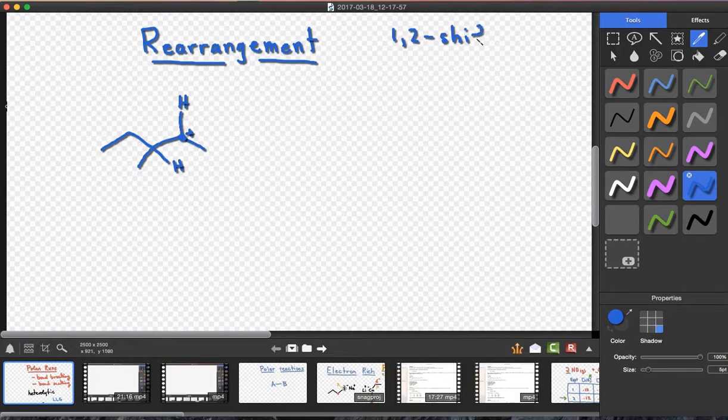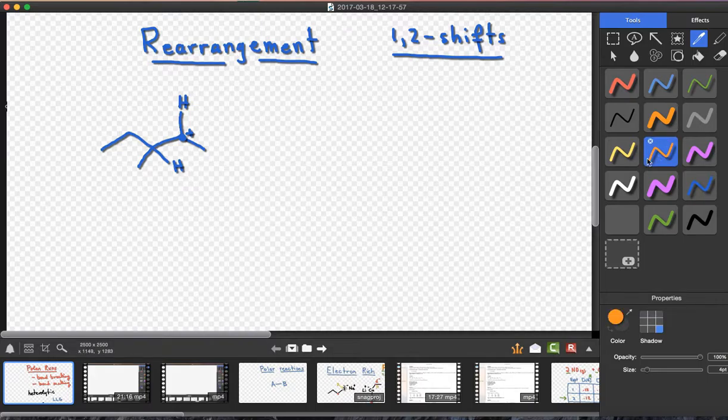Of course, bond breaking is going to require energy. There needs to be an energy payoff once the shift occurs. Therefore, you'll never see a rearrangement when you go from a secondary to a secondary, or a primary to a primary. Primaries to tertiaries, primaries to secondaries, secondaries to tertiaries will result in a rearrangement.